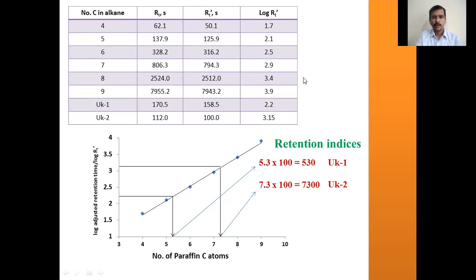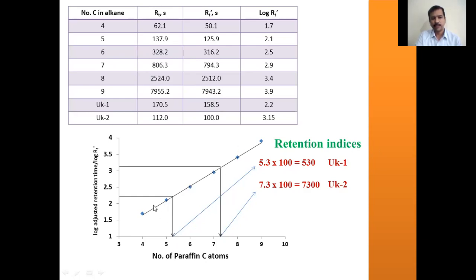Right. So here are the number of paraffinic carbon atoms obtained for unknown 1, that is 5.3. For unknown 2, it is 7.3. Right? How to calculate the retention index? The retention index for unknown 1 can be calculated by just multiplying 5.3 into 100. So you have used this data presented in the table. You have plotted the graph. This is the line obtained.